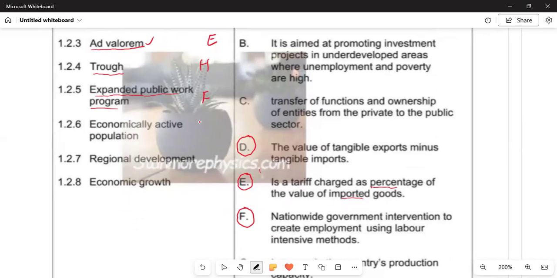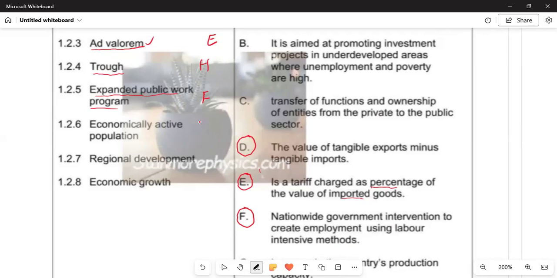Because when we are talking about the expanded public works program, that is a government initiative that creates jobs through public projects. So the government is going to create jobs through what? Public projects, often reducing what? Unemployment. Often reducing unemployment. For example, we can talk about road construction or community development projects employing locals. We call it what? Expanded public works program.